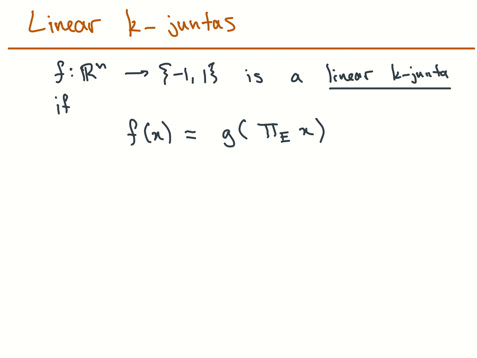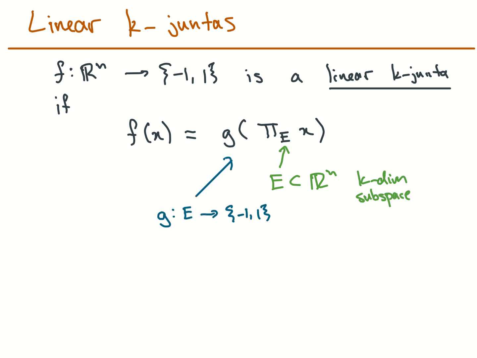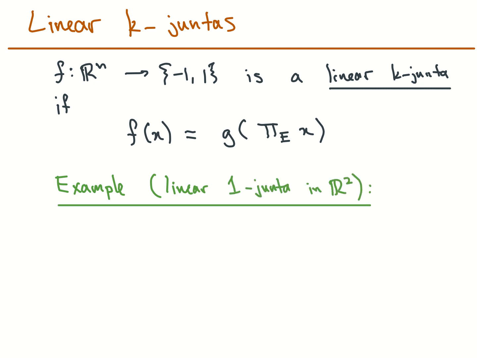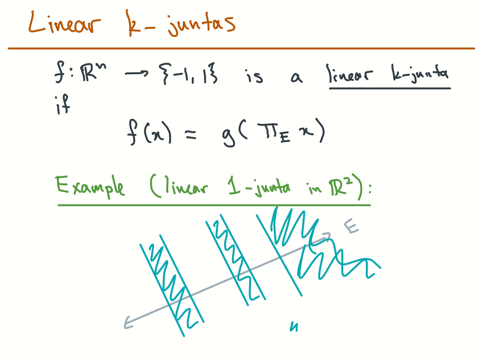Another way to write the same thing is, we say that f is a linear k-junta if there is a k-dimensional subspace E and a Boolean function g on E such that f of x is g composed with a projection onto E. Unfortunately, the only kind of linear juntas that I can draw are one-juntas in 2 dimensions, but they look something like this. There is one direction here, and the function only depends on the position of the point in that direction.